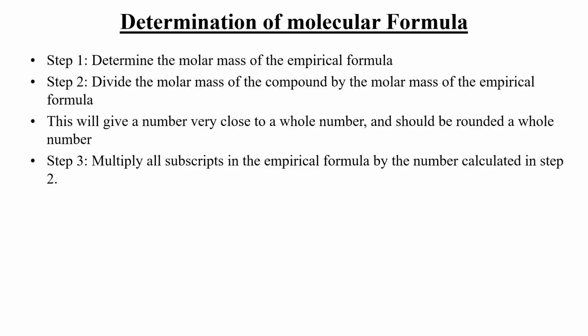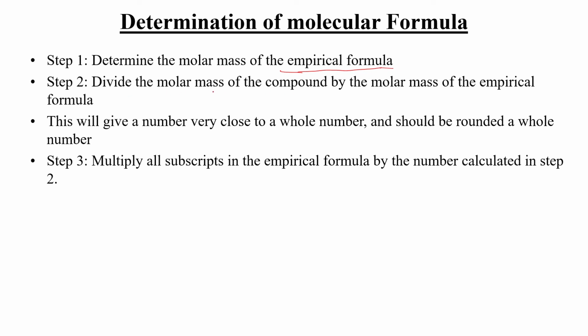The next problem is determining the molecular formula. The steps to determine the molecular formula are, first of all, you need to determine the molar mass of the empirical formula. We know how to find the molar mass. We find it from the periodic table. If the empirical formula is given, you just add the masses of all those elements from the periodic table, and you will get the molar mass of the empirical formula.